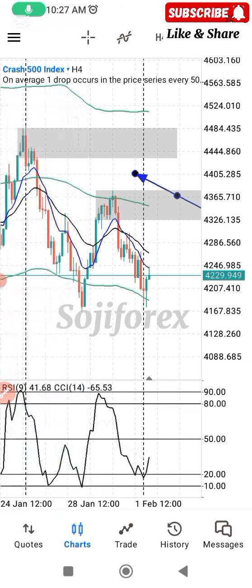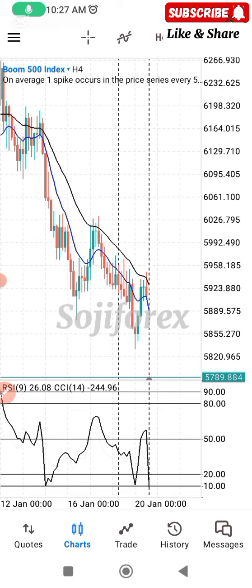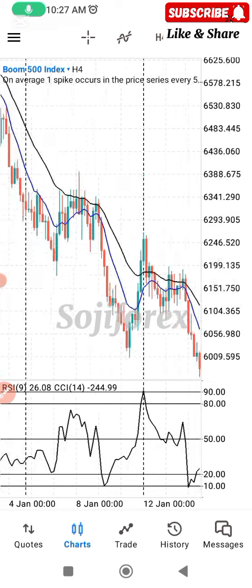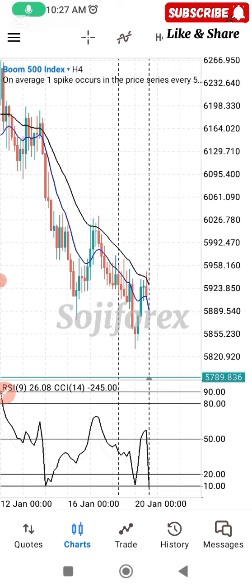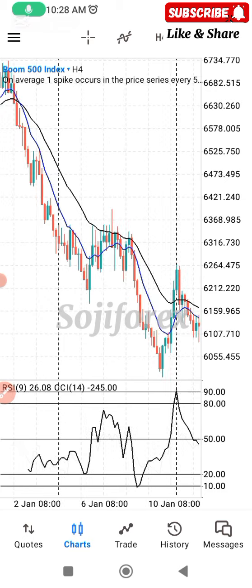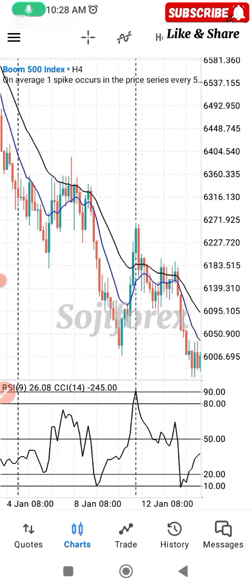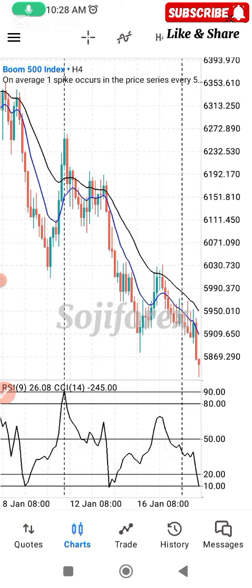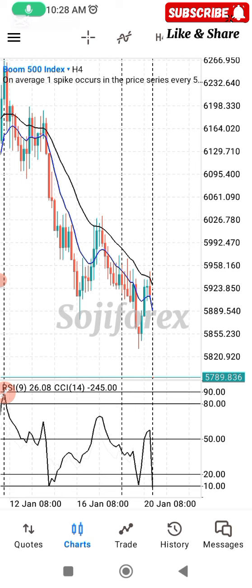So let's look at boom. And let's take Boom 500 as our case study. Now Boom 500 is bearish. Boom 500 is bearish. But let's say, look at this.